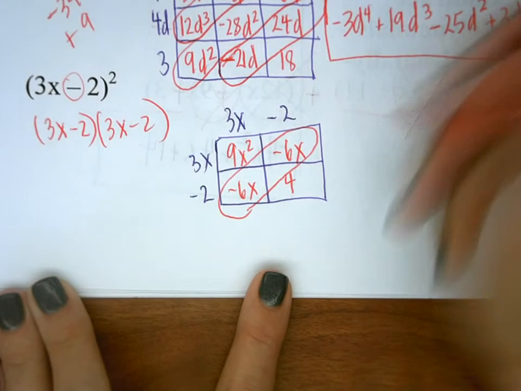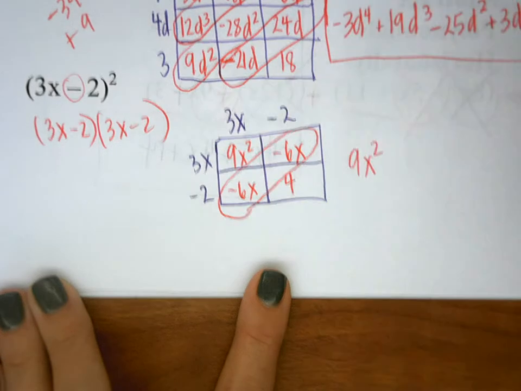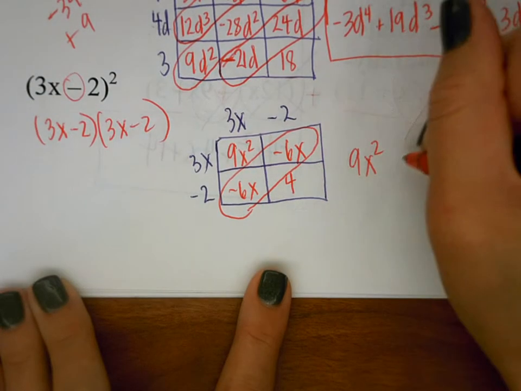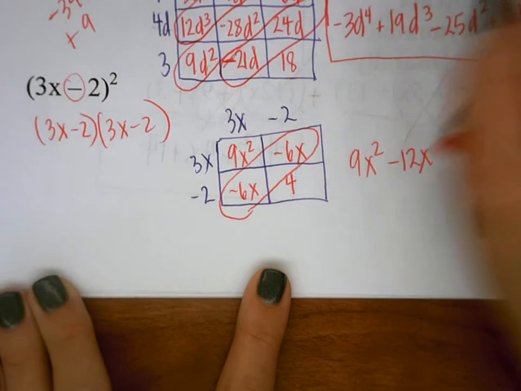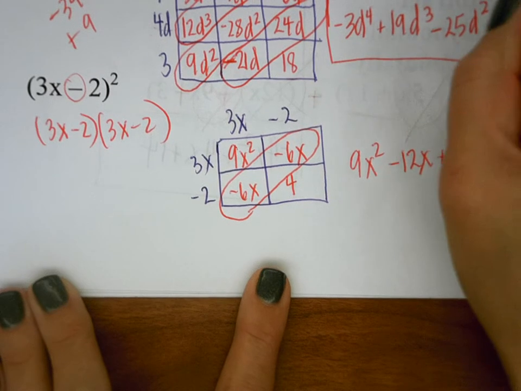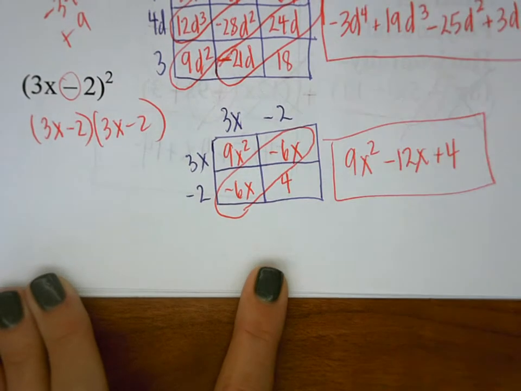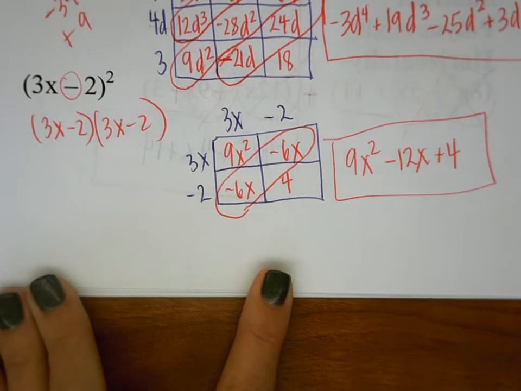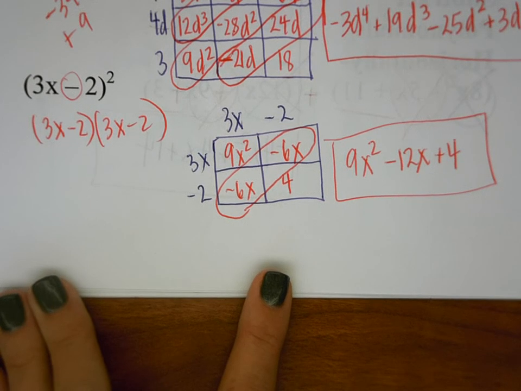And we end up with 9x squared minus 12x, because with two negatives I add and it stays negative, and then plus 4. All right, any questions on this lesson?